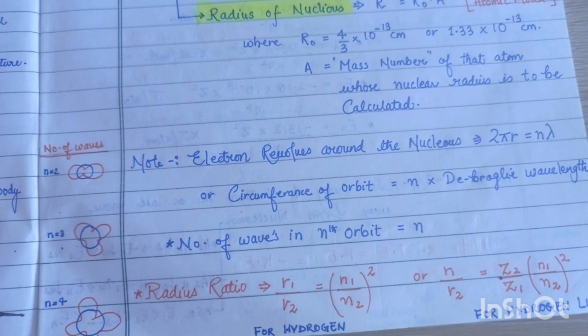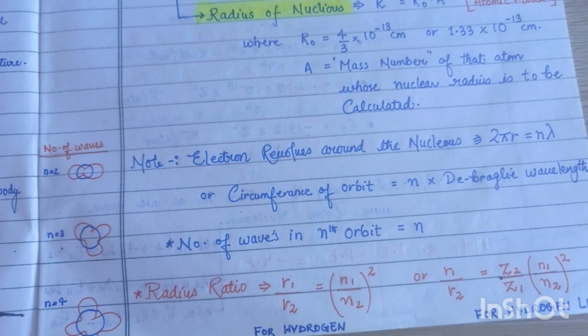And if the examiner shifts from the calculation of the radius to a little higher level of question, they may ask you to calculate the radius ratio. They will give you 2 different atoms, in the ground state or the excited state, and they will ask you to calculate or compare the radius of the 2 different species. They may be the same atom or different hydrogen-like species.